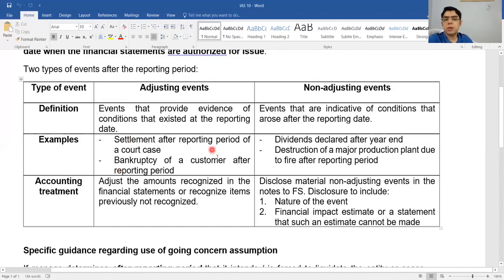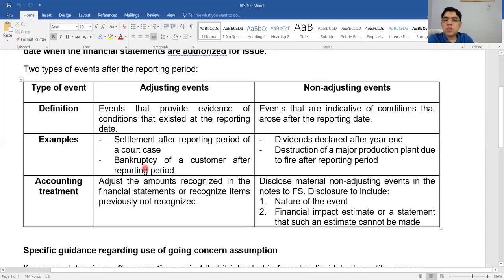Likewise, another example could be bankruptcy of a customer after the reporting period. Usually when a customer goes bankrupt and you come to know about it post year end, that is treated as an adjusting event. Why? Because bankruptcy doesn't happen overnight. There must be conditions and issues that were ongoing with that particular customer, and it's only that finally they have culminated in the bankruptcy of the customer. So you would consider it an adjusting event.